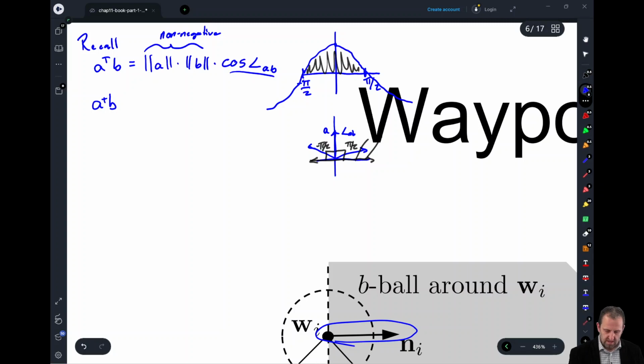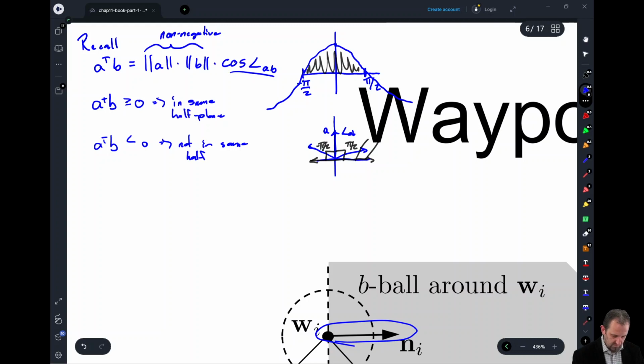So if we now look at our dot product, and we say that if this is greater than or equal to 0, this implies that we're in the same half plane. If A transpose B is less than 0, this implies that we're not in the same half plane, or that B is not in the same half plane as A. Okay, so that's a nice test.